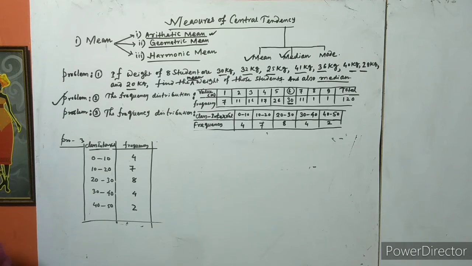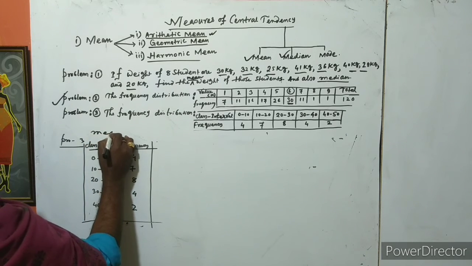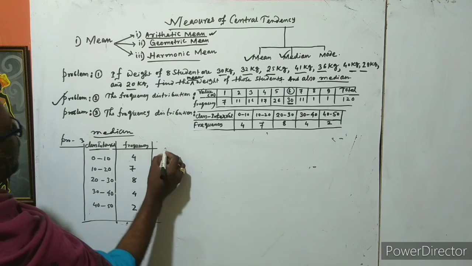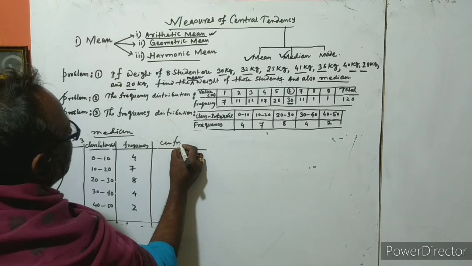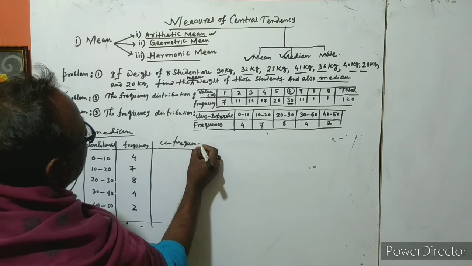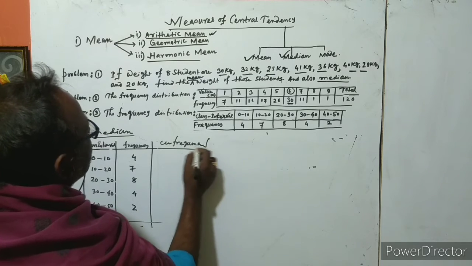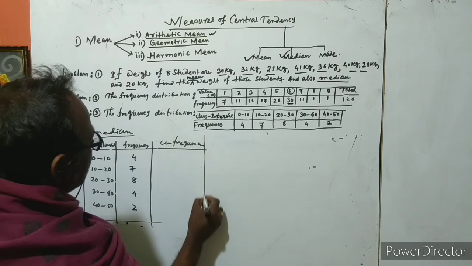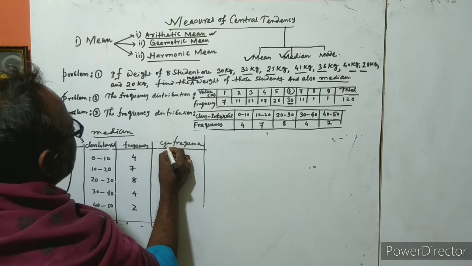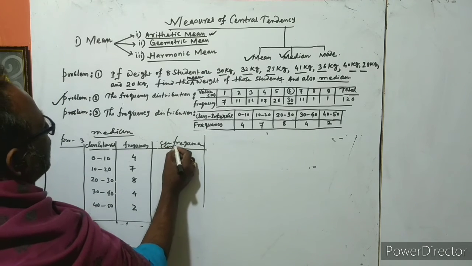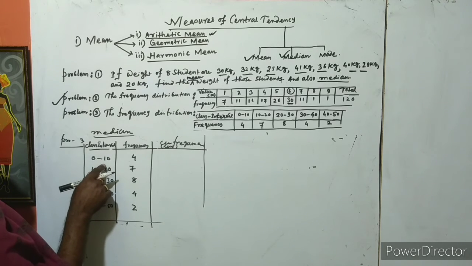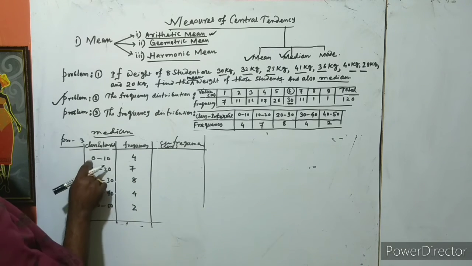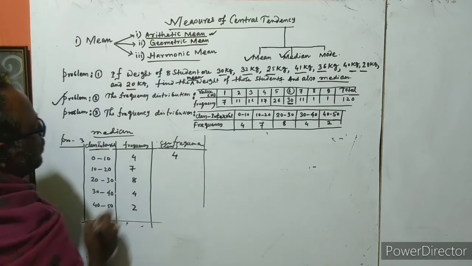So for finding the median, we use the cumulative frequency, less than type. Here we read "less than 10" as less than 10. The class 0 to 10 has frequency 4, so less than 10 is also 4.